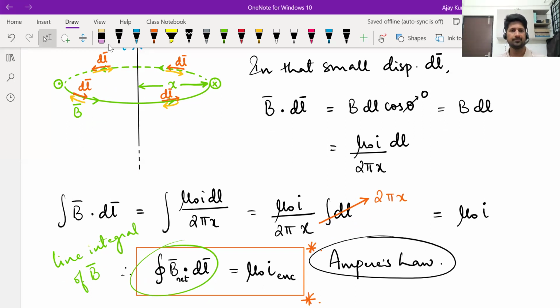Yash, what do you say? Sir, we are moving opposite to the magnetic field. Yes, we are moving opposite to the magnetic field. So will the end result still be mu naught I, or will it be anything else? Isha, any comment? Yashmit, any answer?